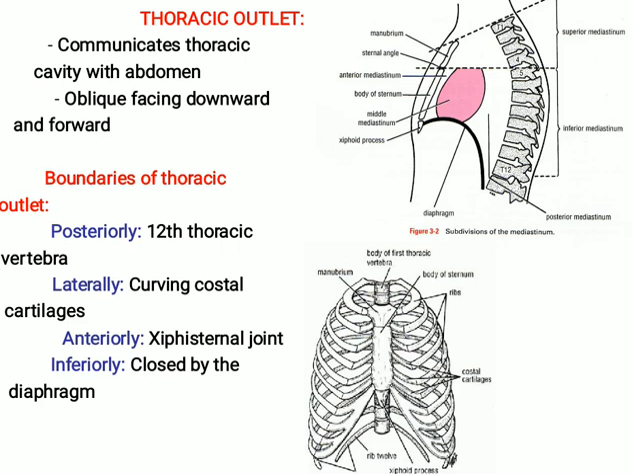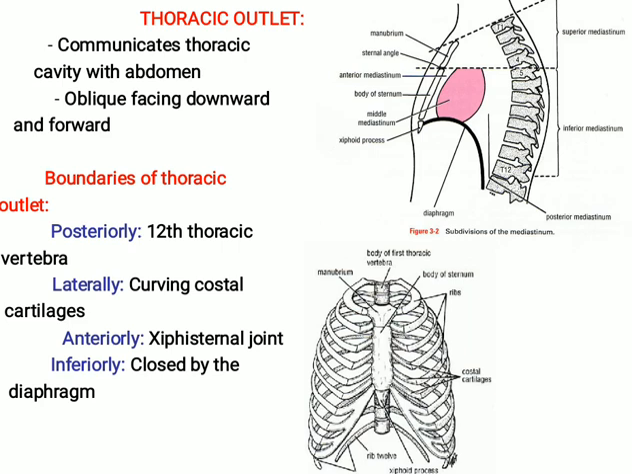So now let us go through the thoracic outlet. The thoracic outlet communicates the thoracic cavity to the abdomen. Remember, the thoracic inlet was communicating the thoracic cavity to the root of the neck upwards. So right now, the thoracic outlet is going to communicate the thoracic cavity with the abdomen. It is obliquely facing downwards and forwards, the way you can see it, and it is enclosed by the diaphragm, which is a group of muscle.